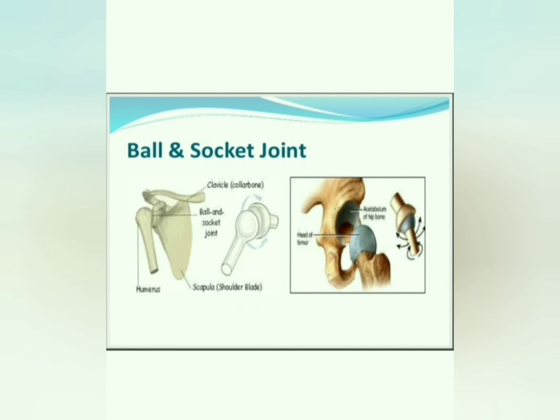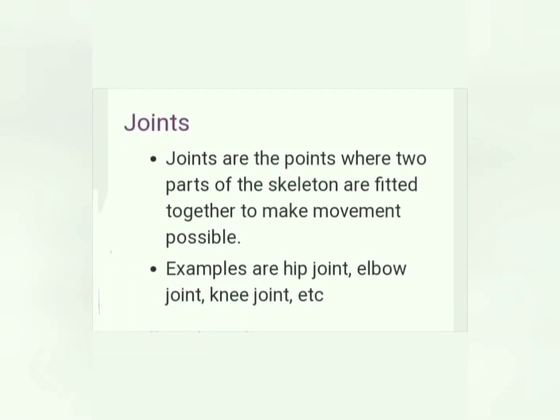Next, we learnt about bones. What is a joint and what are examples of joints? Joints are the points where two parts of the skeleton are fitted together to make movement possible. This is called a joint. At a fixed point, two bones are joined together, and between the two bones there is cartilage. Examples of joints are the hip joint, elbow joint, knee joint and shoulder joint. These are all examples of joints.